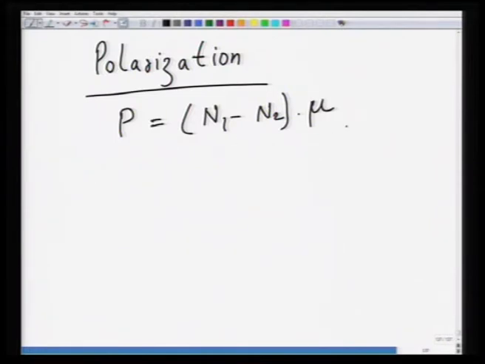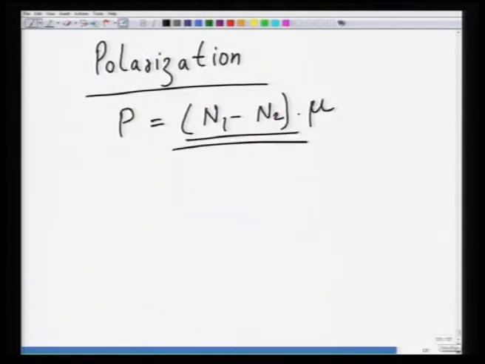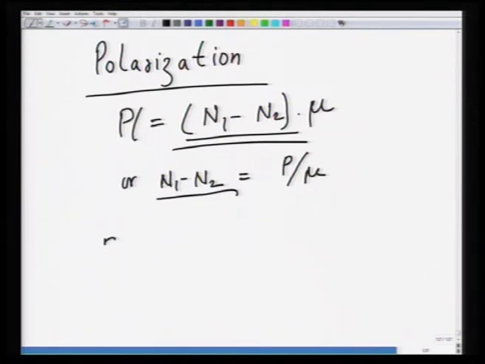Now we can replace this value of N1 minus N2 into the previous equation. The previous equation we know was equal to half d(N1 minus N2)/dt is equal to minus f(N1 minus N2) plus fN mu E divided by kT. So we replace N1 minus N2 with P divided by mu, and this is also going to be a function of time, because N1 and N2 change because of jumps from one place to another.